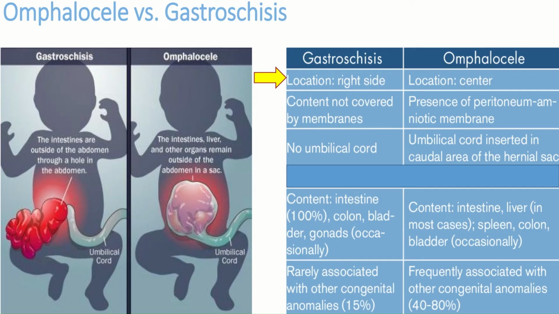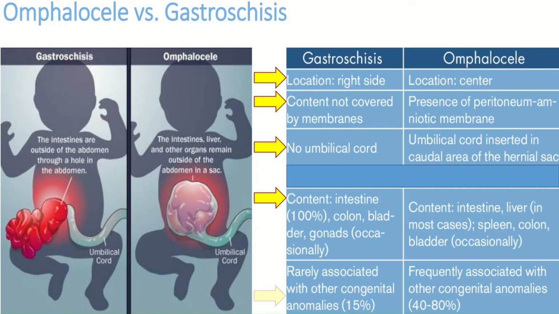In gastroschisis, the contents are not covered by membranes, while these are covered by peritoneum and amniotic membranes in case of omphalocele. There is no umbilical cord in case of gastroschisis, while in case of omphalocele, the umbilical cord is inserted in the caudal area of the hernial sac. In gastroschisis, the contents include the intestines, colon, bladder, gonads, while in case of omphalocele, usually the contents include intestine, liver, spleen, colon, and bladder.